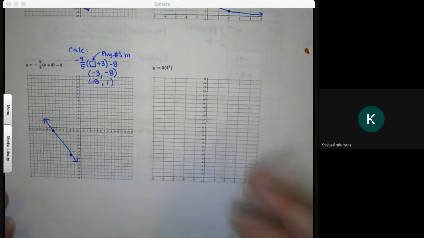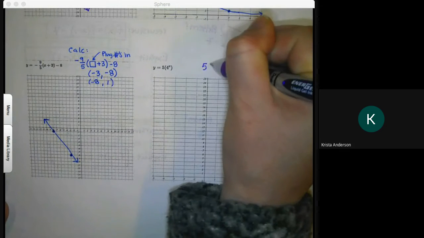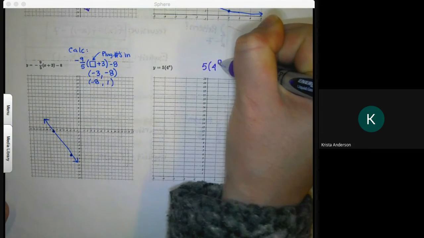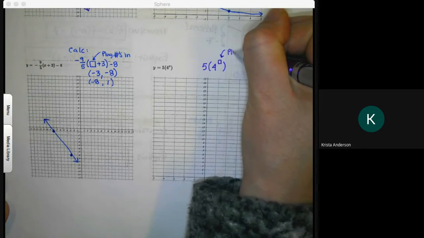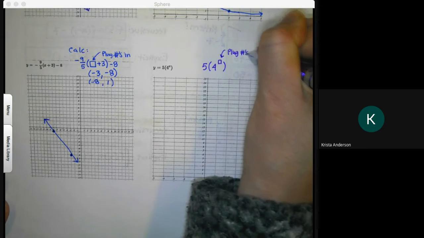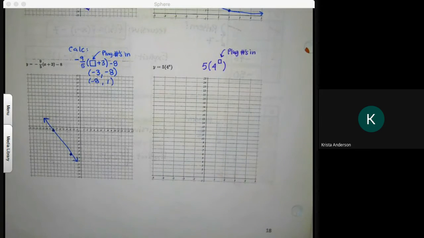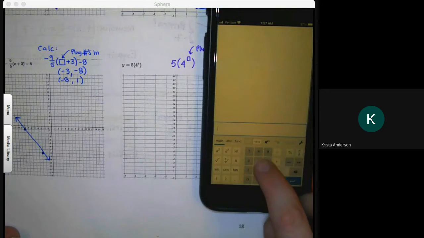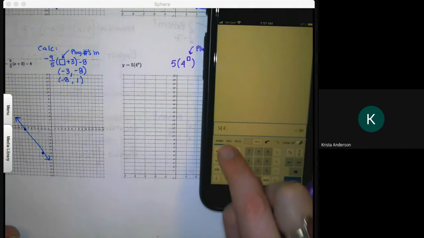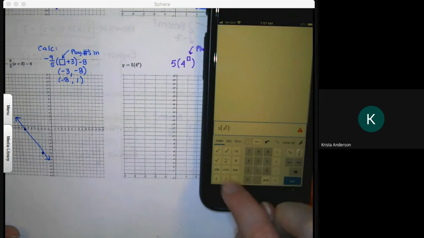Graph on the right is exponential. I have an x up in the power. This is where I will plug the numbers in. Five times 4 to the power of something. There's a little box in that power. Pick a number. 0. 0's at 5.